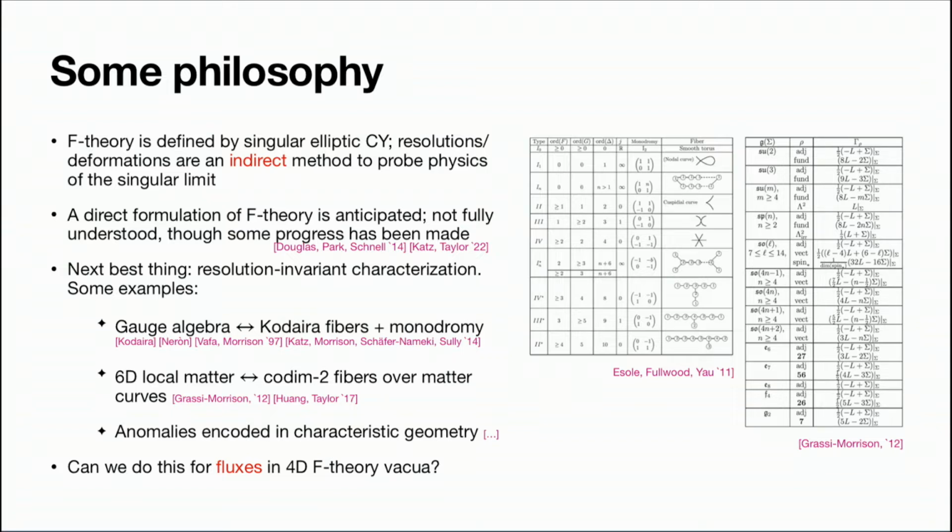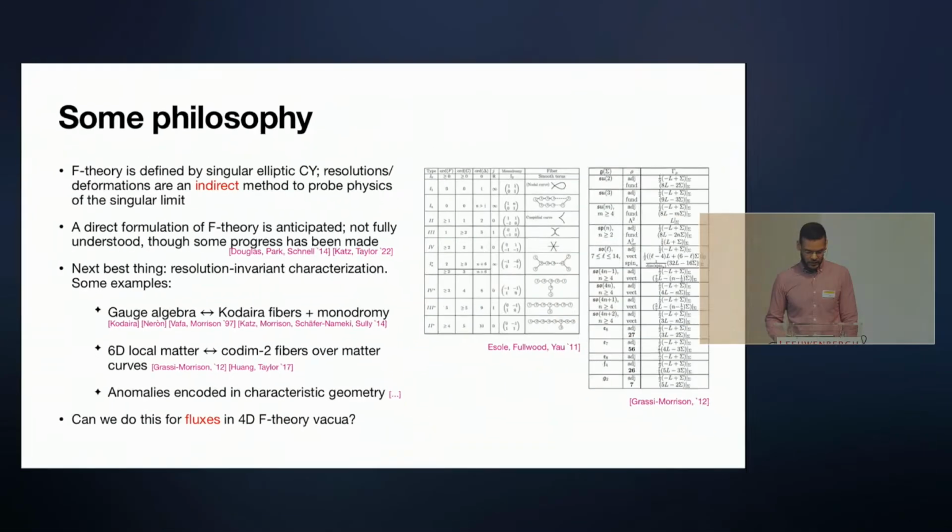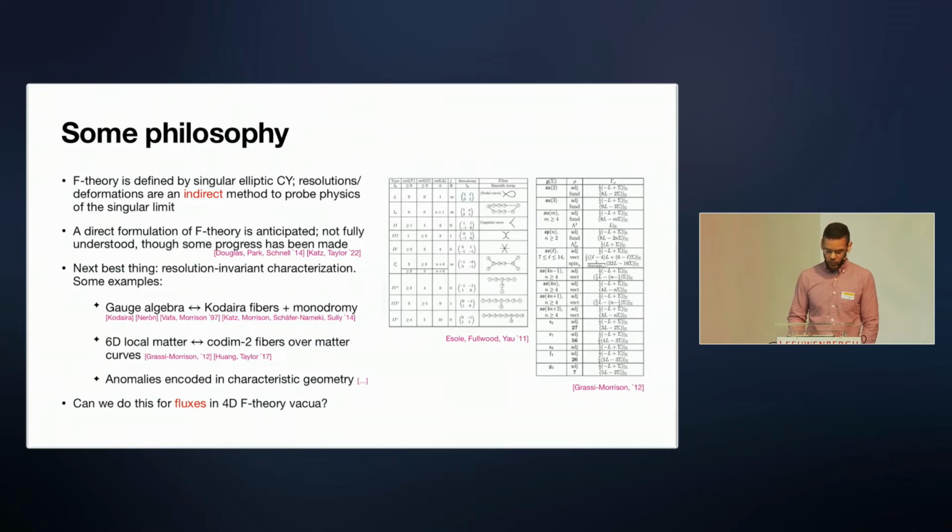So in the spirit of this philosophy, one might like to ask if we can do a similar thing for 4D F-theory vacua, and in particular, can we do this for fluxes? Is there some way to understand them directly in terms of geometry in a way that's independent of having to deal with the headache of resolving these spaces?